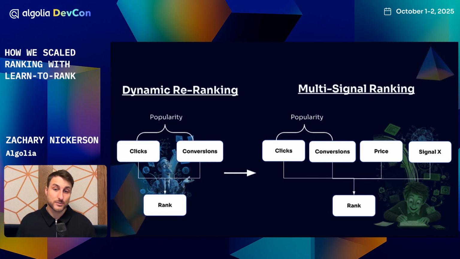Then, when a user searches for a long tail query like wireless noise canceling headphones for travel, multi-signal ranking recognizes similar patterns and predicts which results dynamic re-ranking would likely boost if it had enough data. So put simply, multi-signal ranking just asks, if dynamic re-ranking knew about this query, what would it do? And then it uses learn to rank to make that prediction happen.